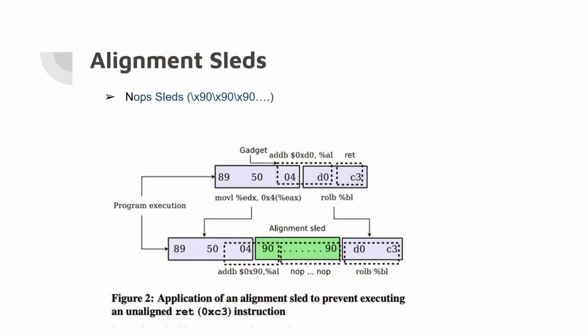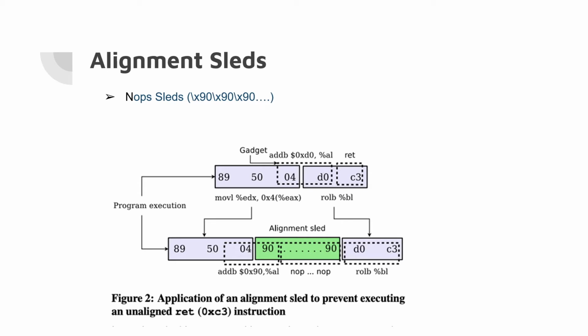The first technique that we want to introduce today is alignment sled. An alignment sled is a sufficiently long sequence of opcodes that don't affect the execution of the program, such as a nop sled. An alignment sled will be set to the maximum length of an instruction.